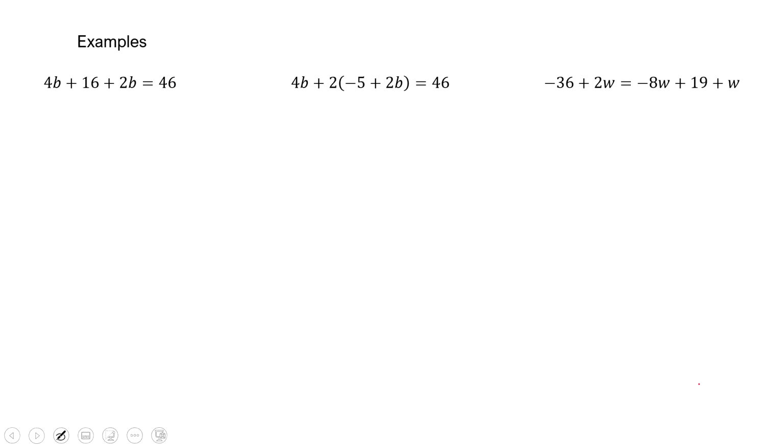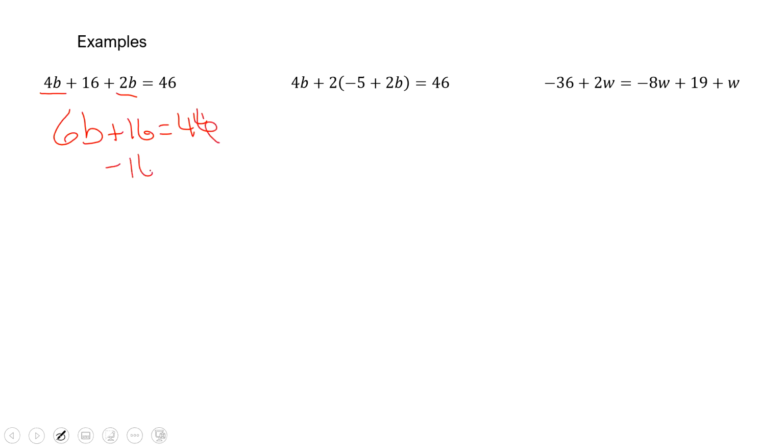I'll work through these. Just show you different ways where we're not always doing the same thing. Some things might work a little bit differently. So here we're going to combine our like terms. 6b plus 16 equals 46.